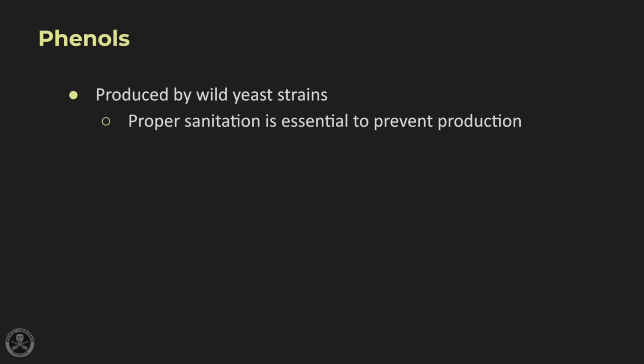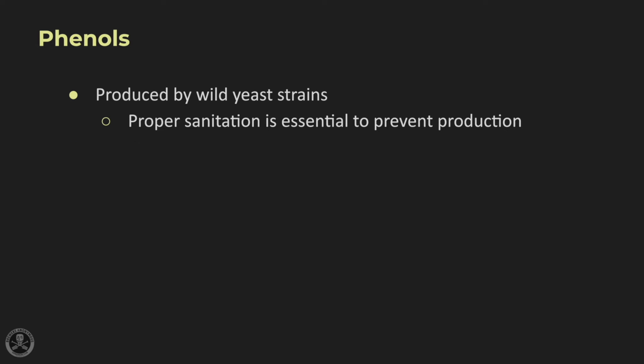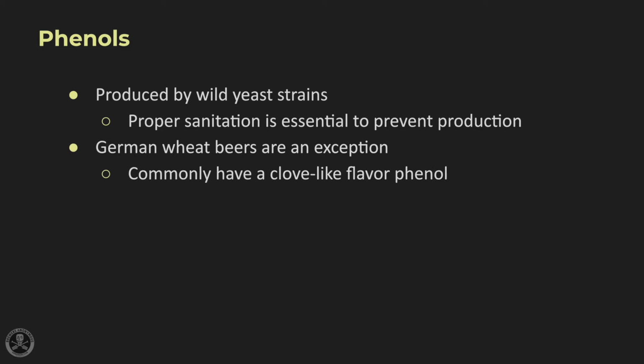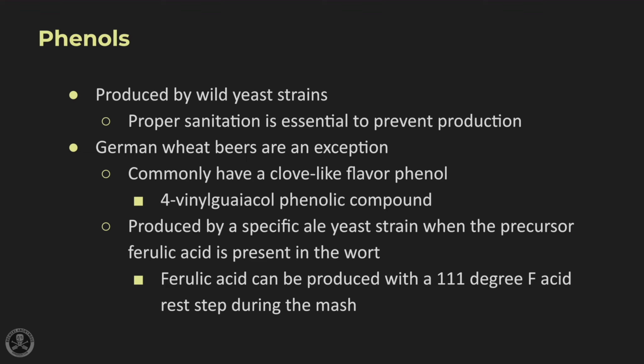As always, there are exceptions, and the study guide points out that German wheat beers are the strongest exception to phenols being an undesirable byproduct of fermentation. These beers commonly have a clove phenolic character to them. This specific clove-like character is created by the 4-vinyl guaiacol phenolic compound. This compound is produced in fermentation when a specific German wheat strain is used when the precursor for this compound, ferulic acid, is present in the wort. Brewers can control the addition of ferulic acid in the wort by producing it during a 111 degree Fahrenheit acid rest step during the mashing process.